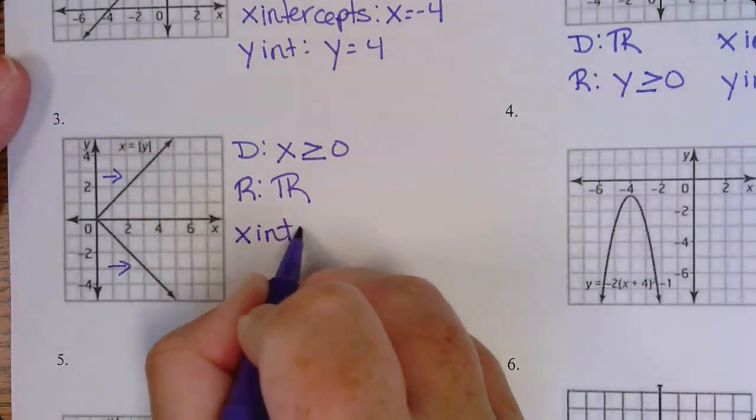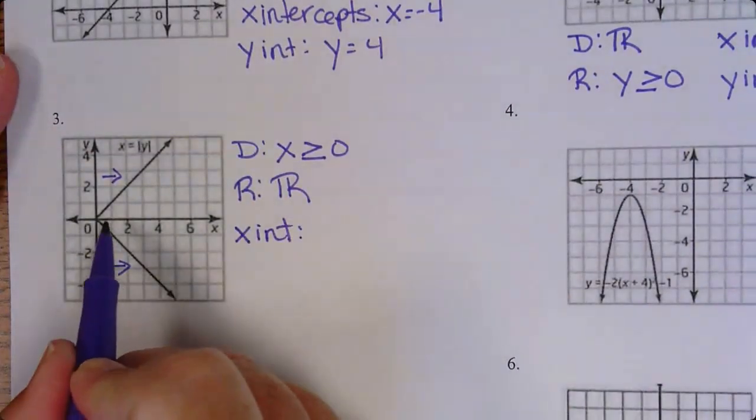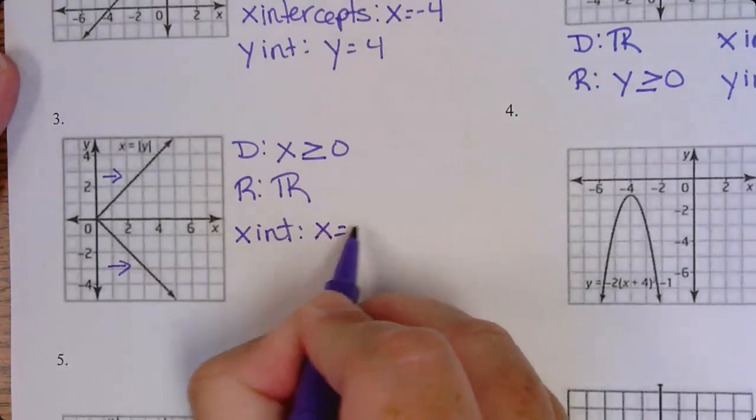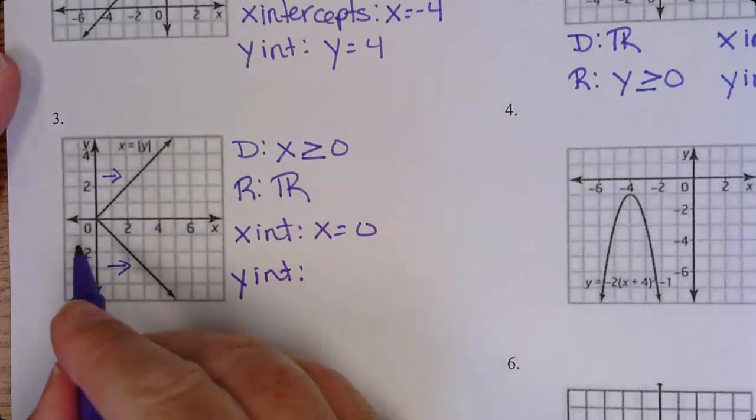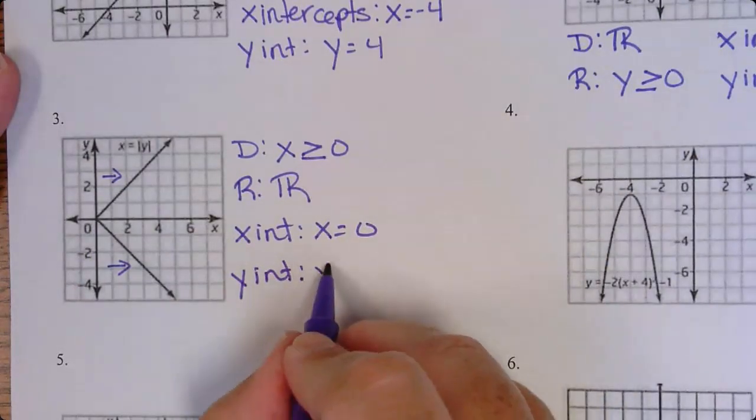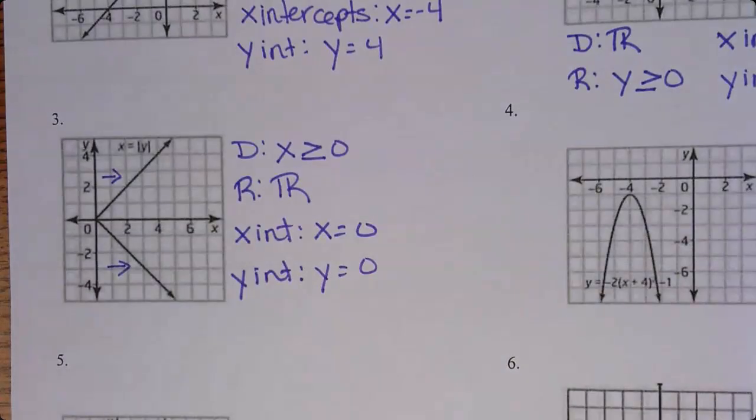X-intercept. Only place we touch the x-axis here is at 0. What about the y one? That's right, it's the same one. So y equals 0. Okay.